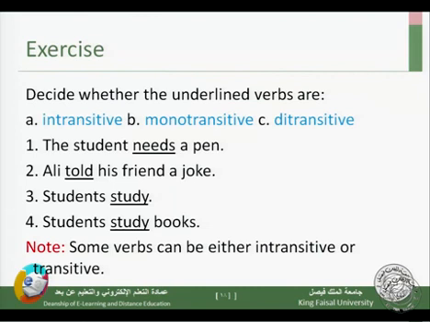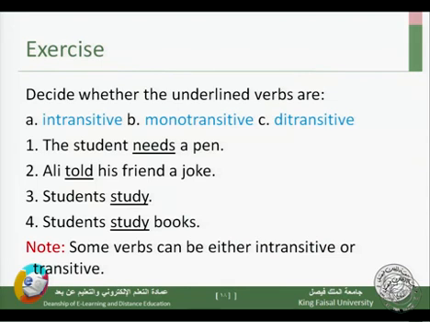Number 3, students study. This sentence here we have no objects. So this is a verb that doesn't take an object, so it is an intransitive verb. Okay, intransitive verbs don't take objects. Look carefully at number 4. Students study books. Books here is an object, so this makes study a monotransitive verb because it takes one object. So the answer for number 4 is B, monotransitive.